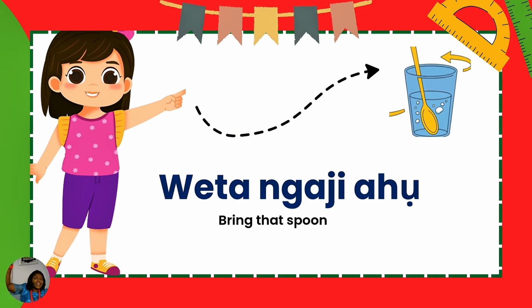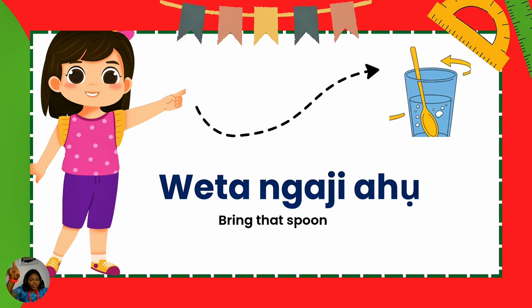And if it's a bit farther from you, what do you say? You say, weta ngaji ahụ. That one. Just bring that spoon. That one there. One more time. Weta ngaji ahụ. Say with me. Weta ngaji ahụ. Good job, ịgbalịrị agbalị. If you have gotten it to this point, please clap for yourself. I think you're paying very, very good attention.